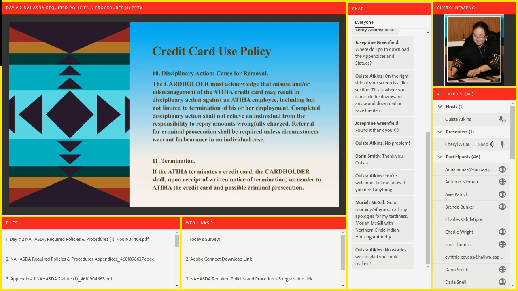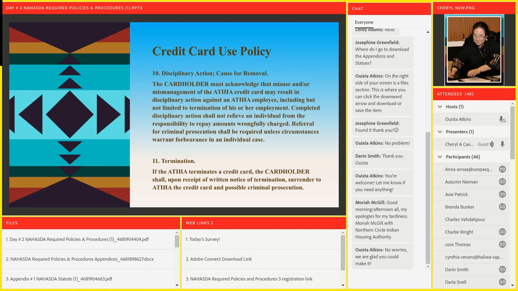Disciplinary action, cause for removal. The cardholder must acknowledge that misuse and/or mismanagement of the credit card may result in disciplinary action against the employee, including but not limited to termination of their employment. Disciplinary action shall not relieve an individual from the responsibility to repay the amounts wrongfully charged.